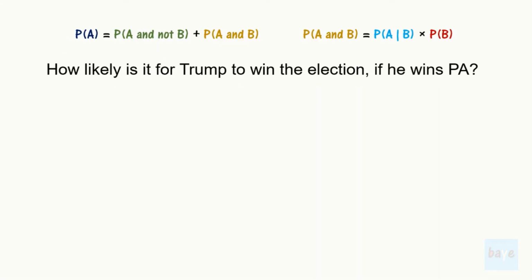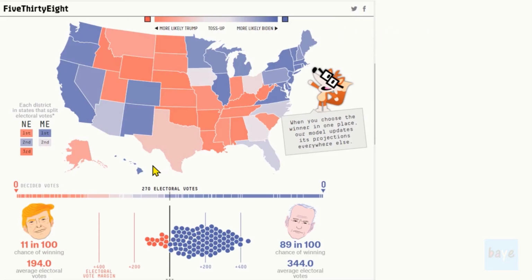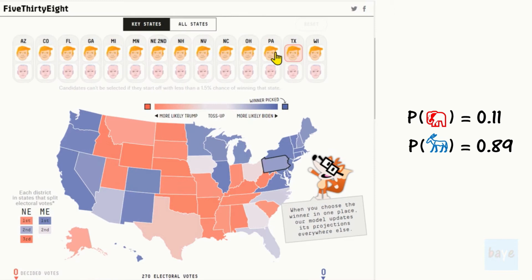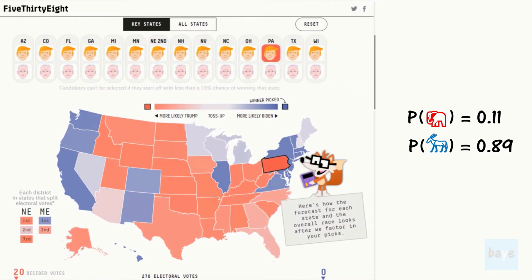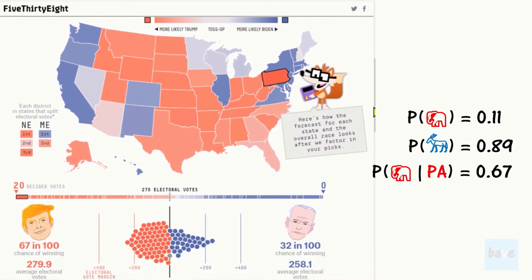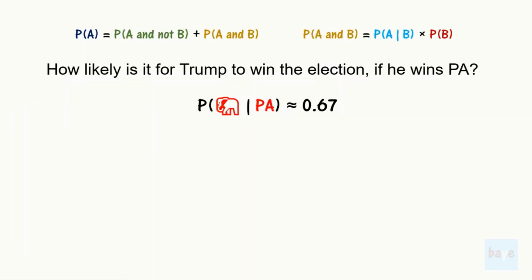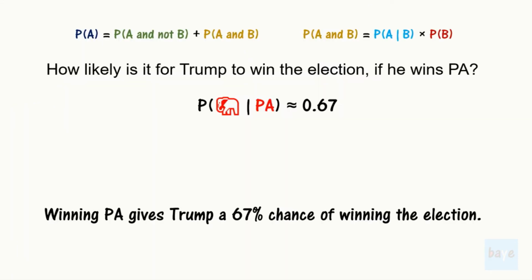Suppose that the results for Pennsylvania came out. What would be the chances of Trump winning the election? According to 538, Trump has an 11% chance of winning the election, while Biden has 89%. If Trump wins Pennsylvania, then his chance of winning the election rises up to 67%. So winning Pennsylvania gives Trump a 67% chance of winning the election.